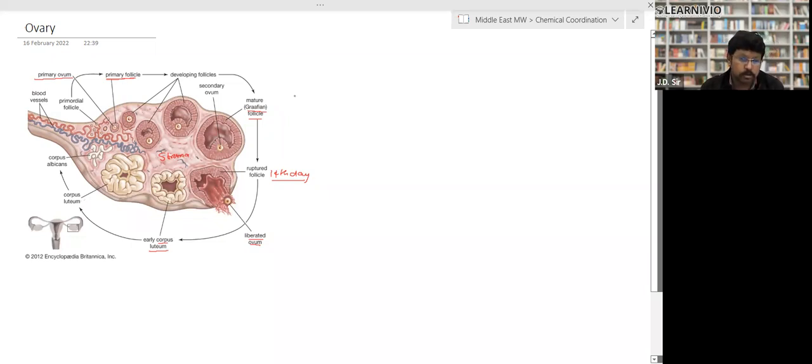The hormones produced by the ovary are estrogen, progesterone, relaxin, inhibin, and activin.